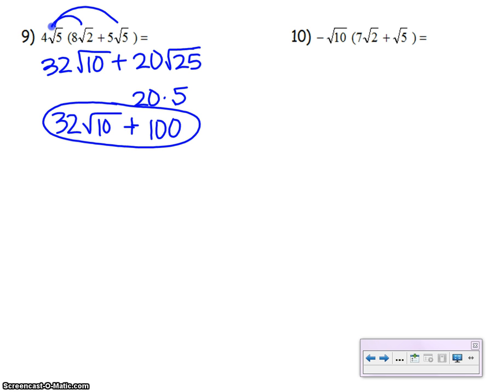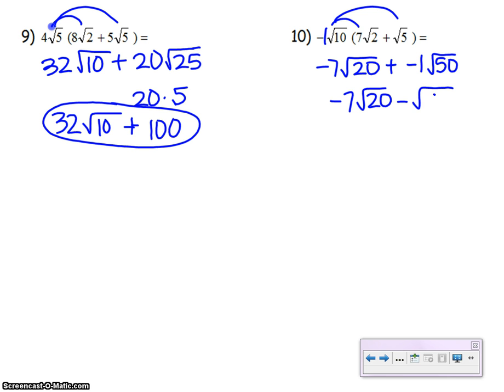Okay, on this one we have negative 10 is what we're going to distribute. You can pretend that that's negative 1 times the square root of 10. We distribute, so we'll have negative 7 times the square root of 20 plus a negative 1 times the square root of 50. Again, if you just want to put subtraction sign instead of plus and negative, that's just fine. So we need to go ahead and we need to simplify the square root of 20 and the square root of 50. So remember, you're thinking what perfect square goes into 20, and that would be 4 times 5.